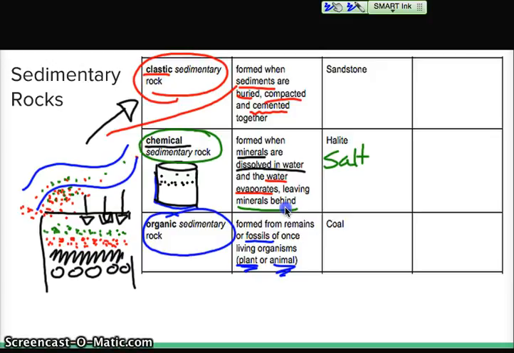Or we also talked about chalk. Chalk is a very interesting organic sedimentary rock. It's actually formed of dead animals. Just let that sink in for a moment. But for reals here, chalk is made of this really cool thing.